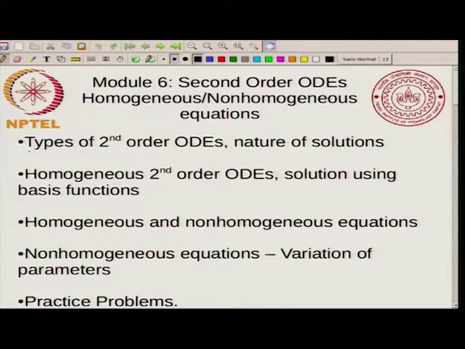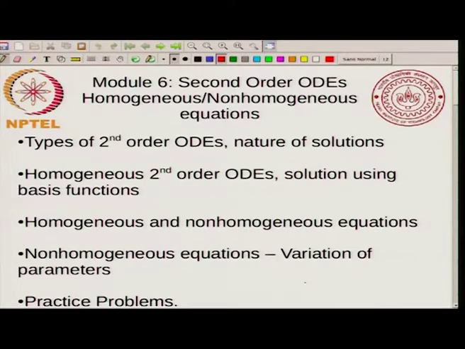In the first lecture we will talk about the types of second order differential equation and what the solutions look like. Then in the next lecture we will talk about homogeneous second order differential equations and what the properties of their solutions are. Then in the third lecture we will talk about the tricks you can use to solve homogeneous equations, and then a method of solving non-homogeneous equations called variation of parameters, and then finally we will have some practice problems.